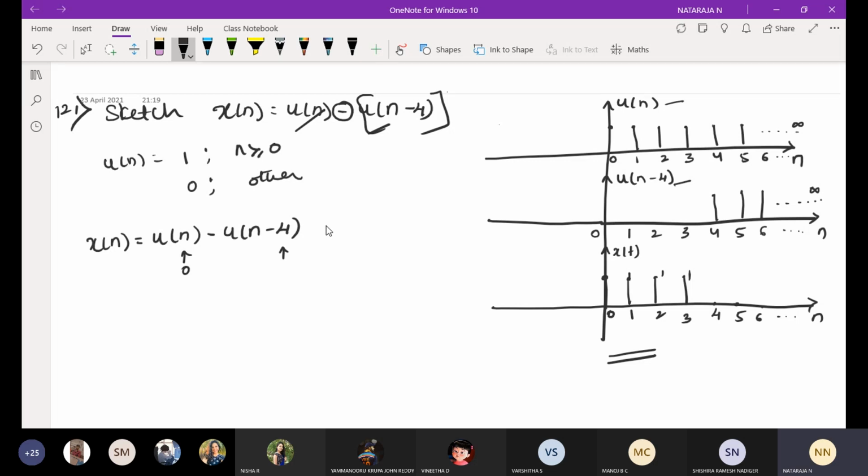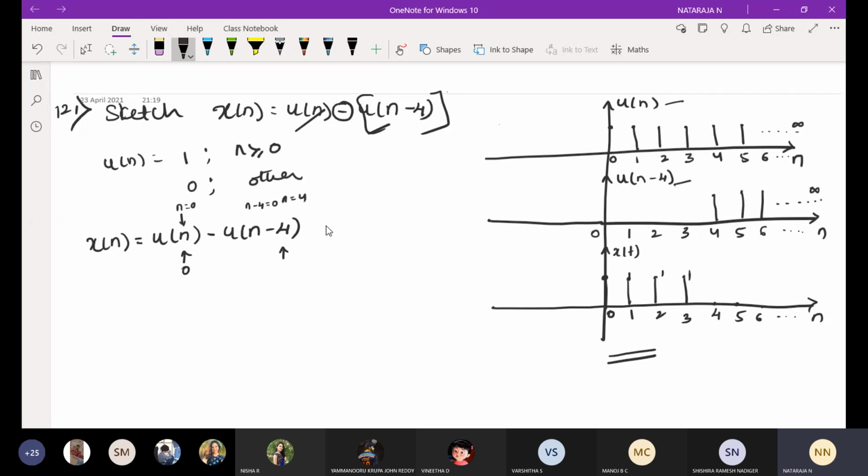What I will do, I am going to equate this with respect to 0. n is equal to 0. This I am going to equate, n minus 4 is equal to 0, so n is equal to 4. Like that, I am going to equate this with respect to 0.